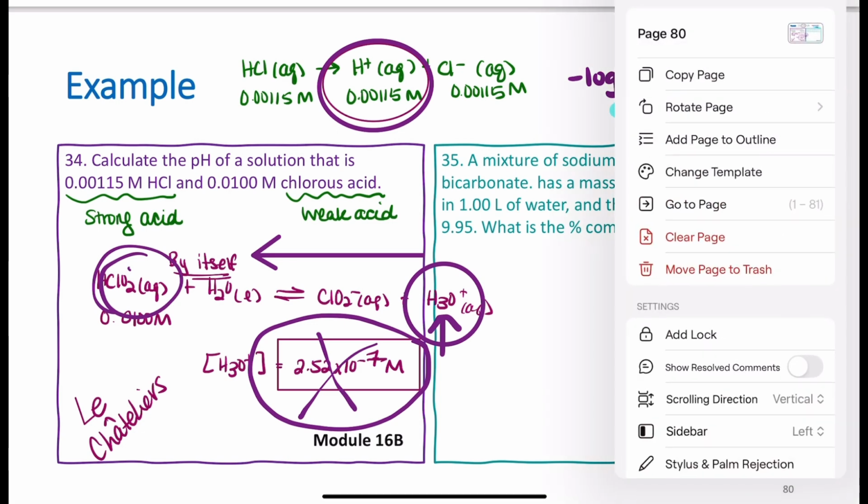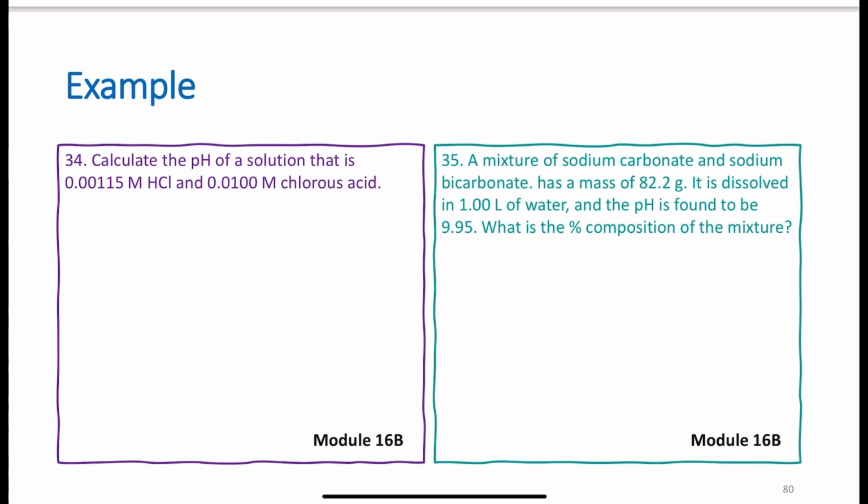Let's see, number 35. A mixture of sodium carbonate and sodium bicarbonate has a mass of 82.2 grams. It is dissolved in 1 liter of water and the pH is found to be 9.95. What is the percent composition of the mixture? Okay. I know you guys just love these questions. So we're going to go ahead and let X equal the grams of NaHCO3 and Y equal the grams of Na2CO3.